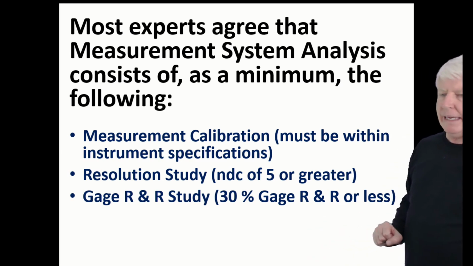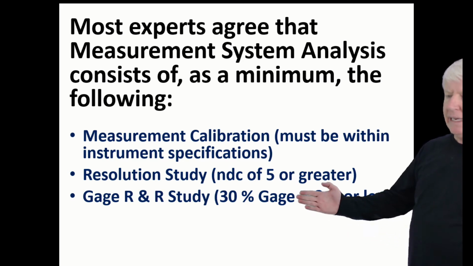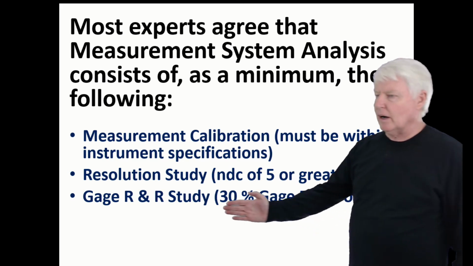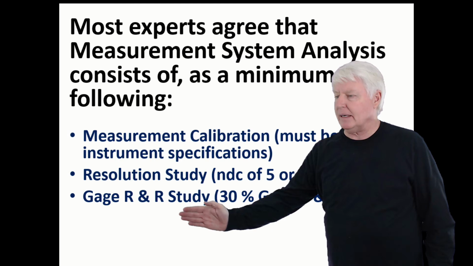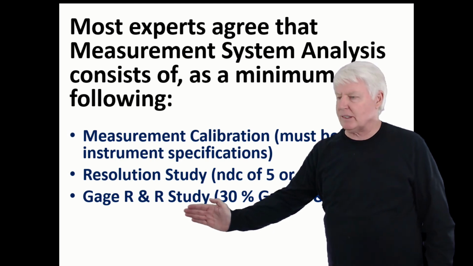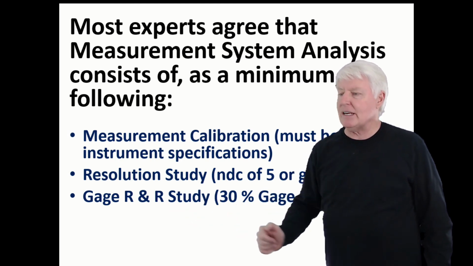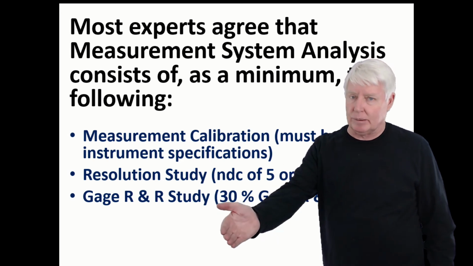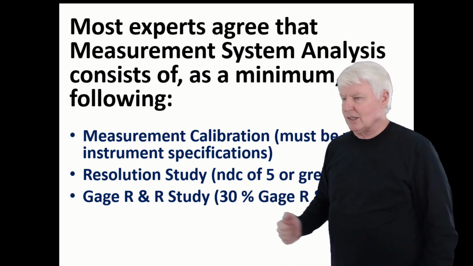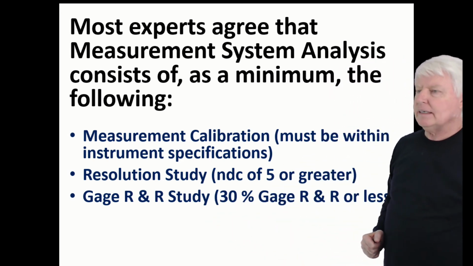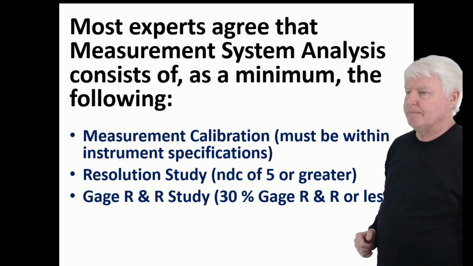And by the way, one other thing, this 30% gauge R&R study, I didn't bring that up in later lectures, I just remembered it when I started this one, but this gauge R&R study assumes the data is normally distributed, by the way. I just thought I should throw that in there as needed information.